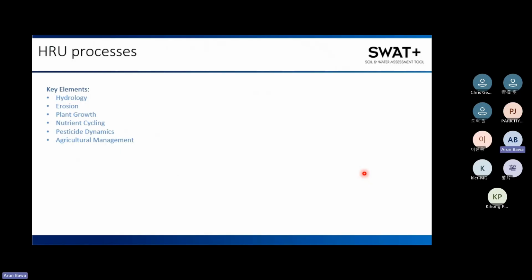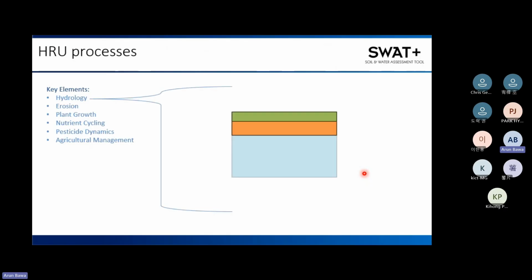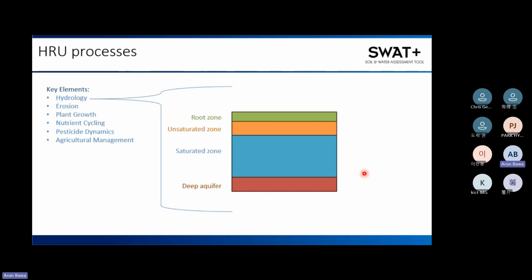Chris will explain HRUs in more detail when we delineate, so that's why I'm skipping more discussion on this one. On the HRU, we will calculate hydrology, erosion, plant growth, nutrient cycle, pesticide dynamics, agriculture management, everything. It all happens at the HRU scale and is then aggregated into your spatial scale of interest.